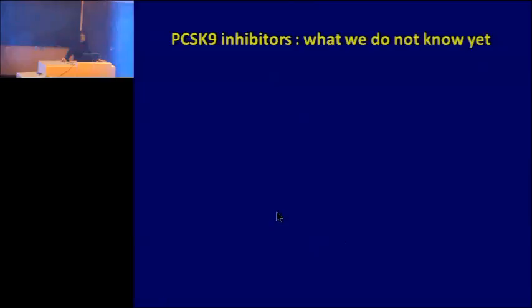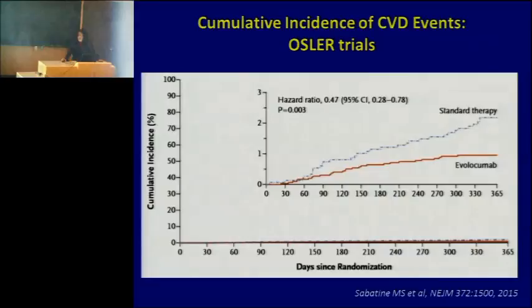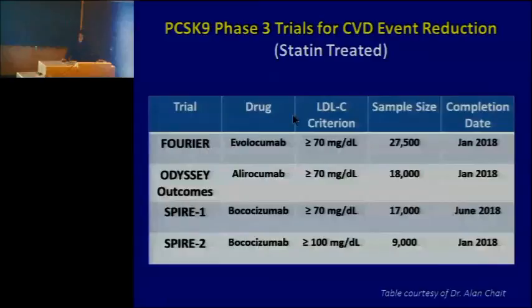What we do not know yet is the long-term safety and tolerability. You know, these are injections. How long are patients going to take injections? And cardiovascular outcomes trials are still emerging. But two recent studies have actually looked at this in pre-specified post hoc analyses. The OSLER 1 and 2 trials were analyzed together, and that's what's shown here. And the ODYSSEY LONG TERM trial has also looked at this. And essentially what this shows is that there's a cardiovascular benefit with these agents. But we need to know what the hard endpoint data are. There are several studies that are ongoing, the FOURIER, ODYSSEY OUTCOMES, SPIRE 1, and SPIRE 2, and these are with three different antibodies as shown here. And the data is going to probably be presented at meetings as early as the end of this year or maybe early next year.